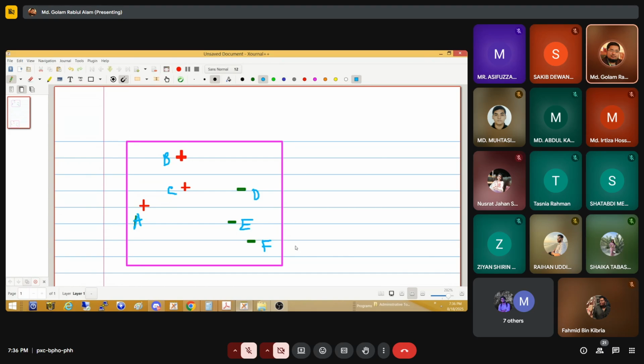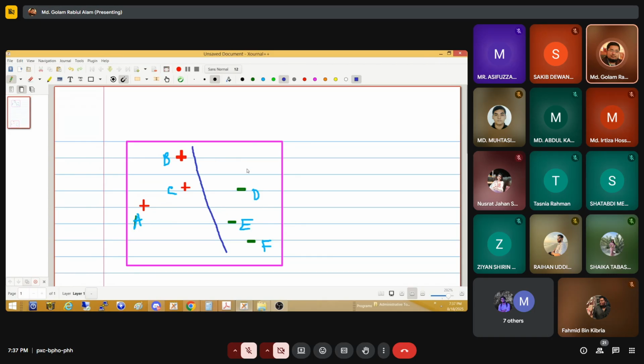Then we want to build a separator, or we need to find a separator that can separate the positives from the negatives. Okay? So maybe you can draw a separator this way, and that can separate the positives from the negatives.